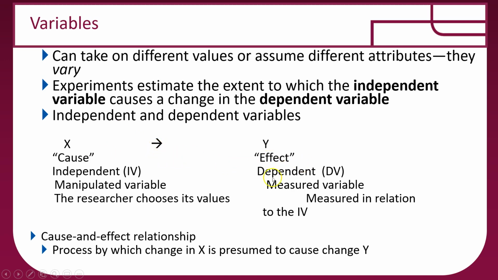And then the effect, or the dependent variable, would be their grade or their score on the reading comprehension test. And we call that the measured variable because that's what I'm measuring. And I'm measuring it in relation to the independent variable. I think scores on this reading comprehension test are dependent on the independent variable, which in this case is hours of sleep.